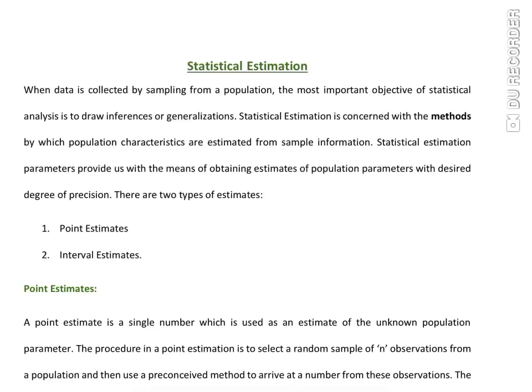When data is collected by sampling from the population, the most important objective is to draw inferences and generalizations. Now this is one of the objectives that we have seen during the previous sessions of research. So basically we do research in order to draw inferences and generalizations. We do a specific kind of research and then we try to generalize it to the population. So inferences, estimation is concerned with the methods by which population characteristics are estimated.